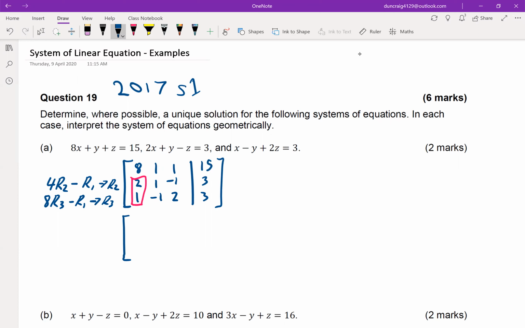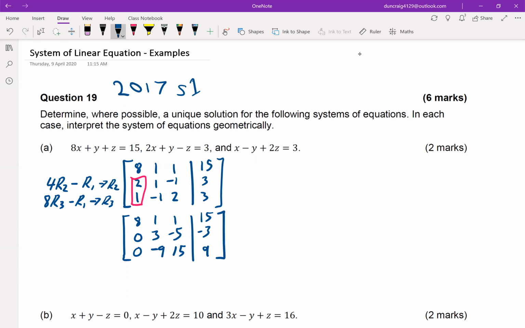So we're going to get 8 take 8 is, I'll do this first row first. 2 4s are 8, take 8 is 0. 4 take 1 is 3, minus 4 take 1 is minus 5, 12 take 15 is minus 3. 8 take 8 is 0, negative 8 take 1 is minus 9, 16 take 1 is 15, and 8 3s are 24, 24 take 15 is 9.